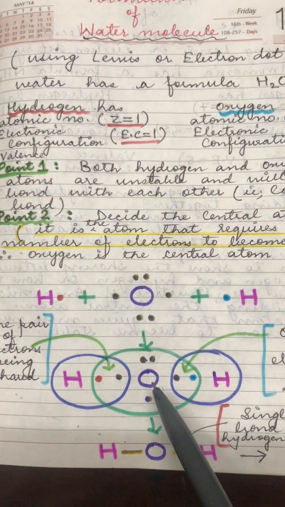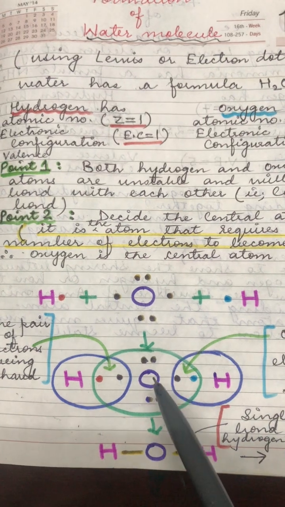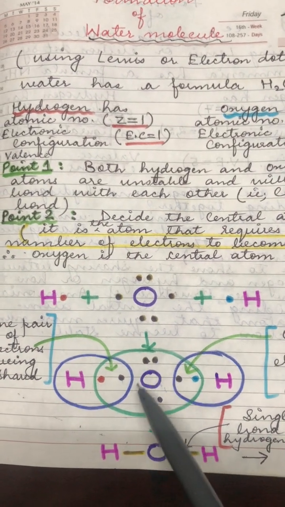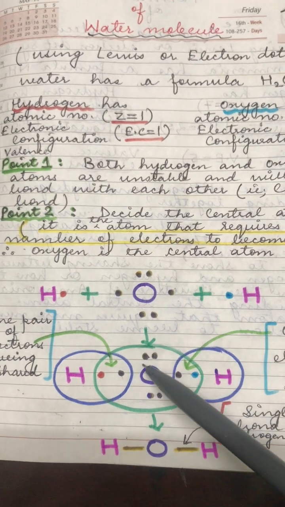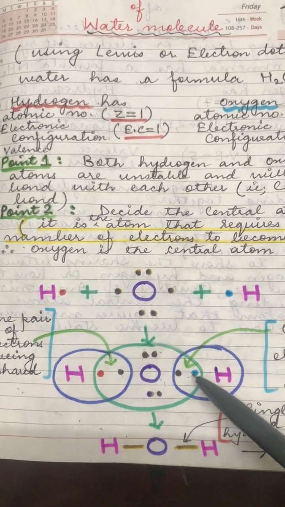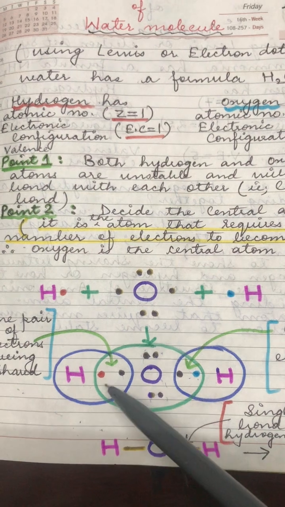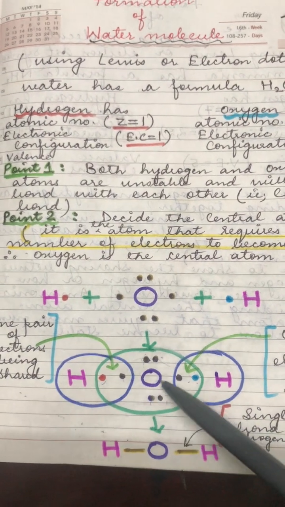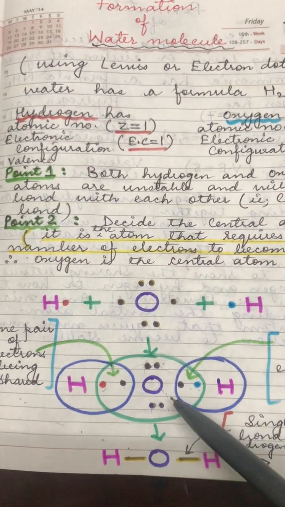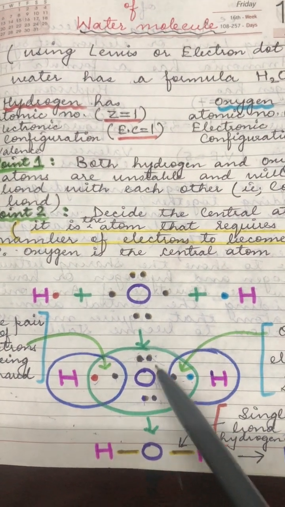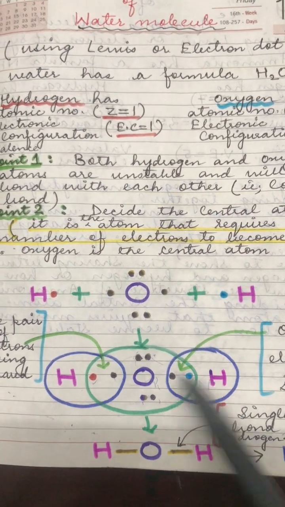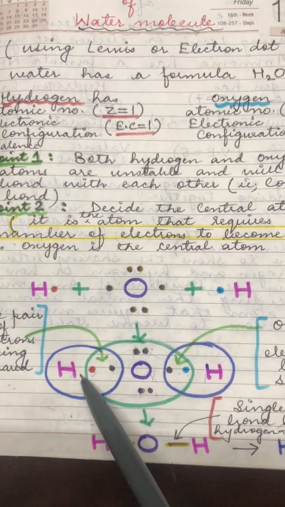If we look closely at the oxygen atom now, it too has become stable by having 8 electrons in its valence shell. Let's count them and see. 1, 2, 3, 4, 5, 6, 7 and 8. So this oxygen atom also has 8 electrons in its outermost shell. So the oxygen atom has become stable, this hydrogen atom has become stable, and this hydrogen atom has also become stable.